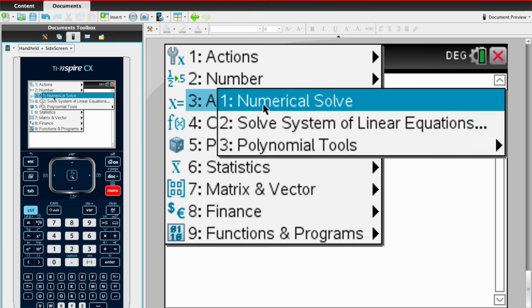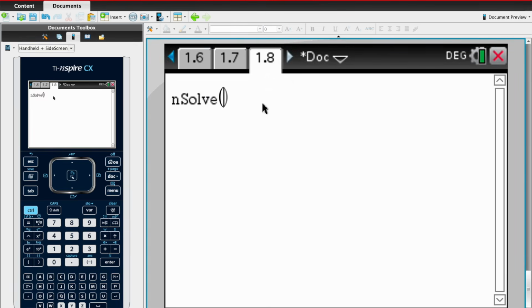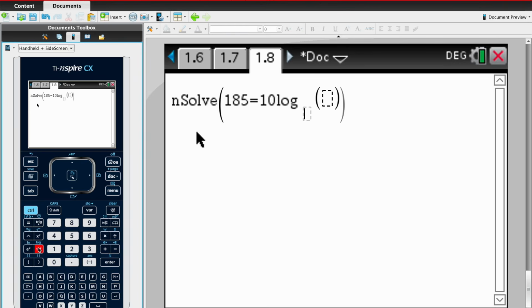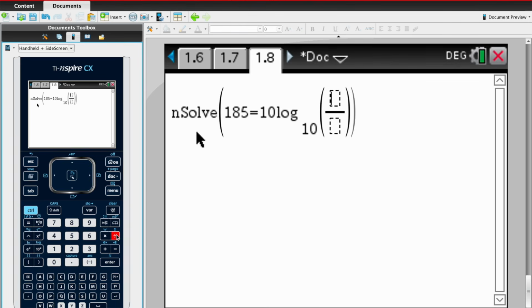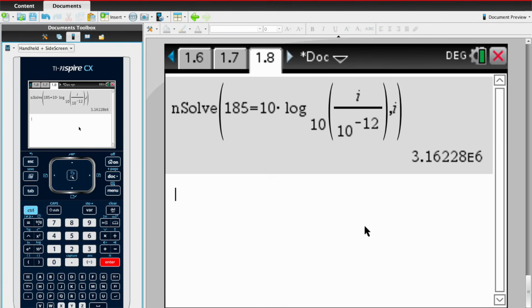Menu, algebra, numerical solve. 185 equals, then we'll set up the function once again. 10 log 10. Turn this into a fraction. We want to find what I is, and we know the reference intensity is 10 to the negative 12. Ask the calculator to solve for I, and I think we should be good.